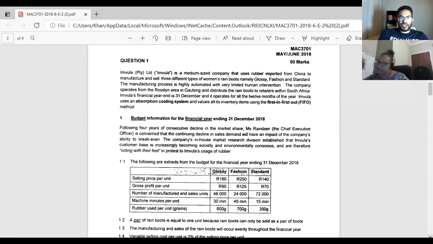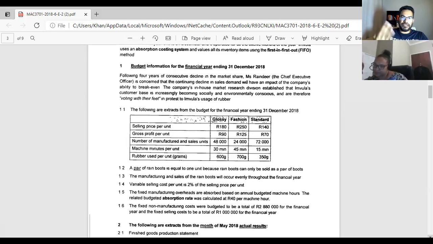Now, that bold line item is very important. There's three key points in that one sentence. So I'm going to read the sentence and I'll tell you the three key pieces of information, and you must always be on the lookout for it. They say number one, budget information for the financial year ending 31 December 2018. So the three important pieces of information over there: the first is the type of information. It is budget, not actual.